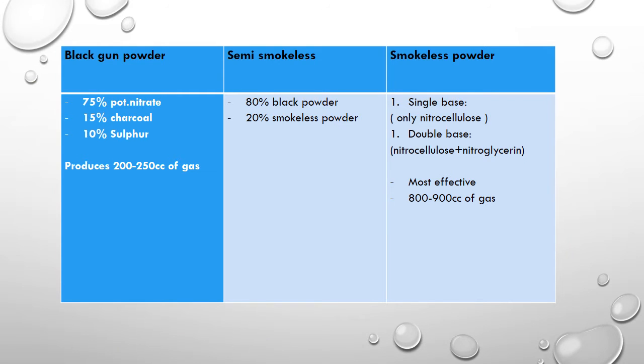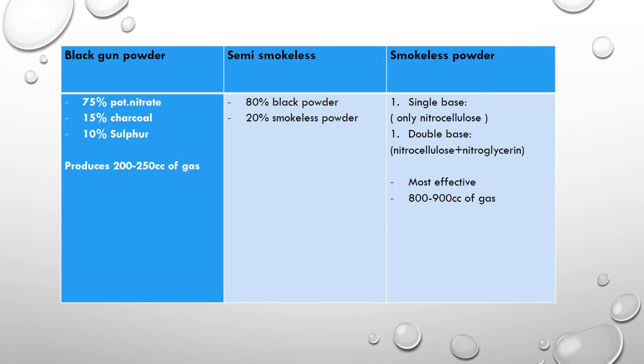Previously I told you that combustion of gunpowder produces a large amount of gases which will create high pressure within the cartridge and the bullet will be propelled. So here are various types of gunpowders. First one is black gunpowder which contains 75% potassium nitrate, 15% charcoal and 10% sulfur, which will produce around 200 to 250 cc of gas on combustion.